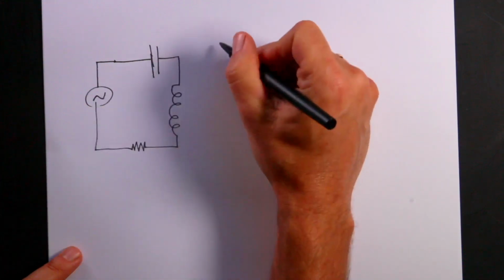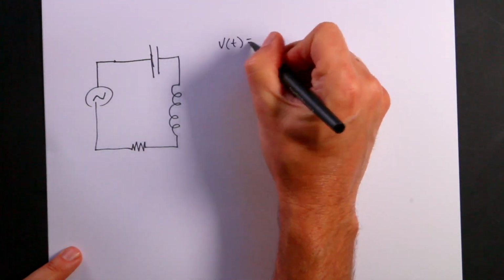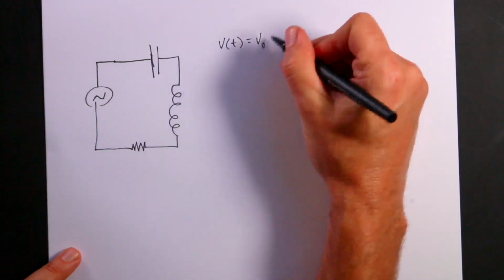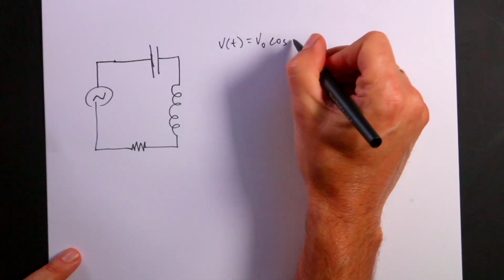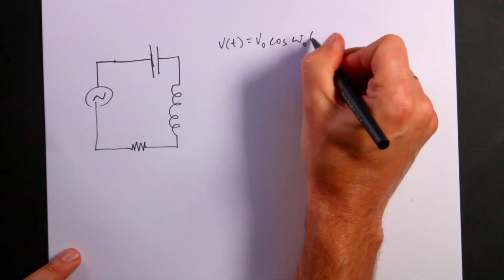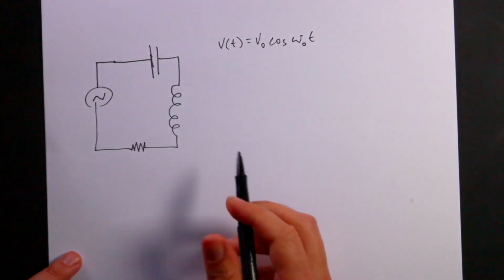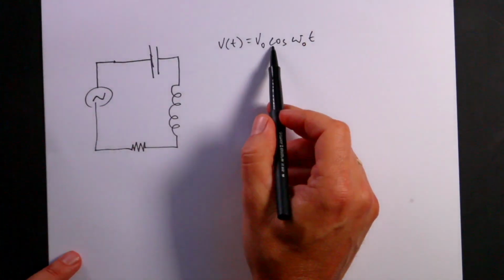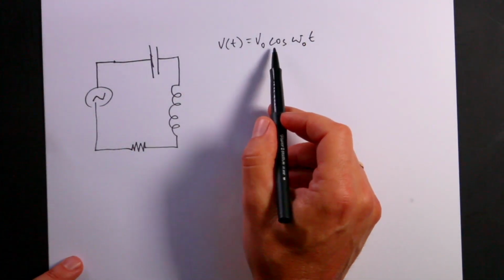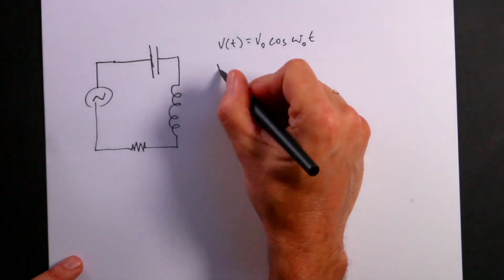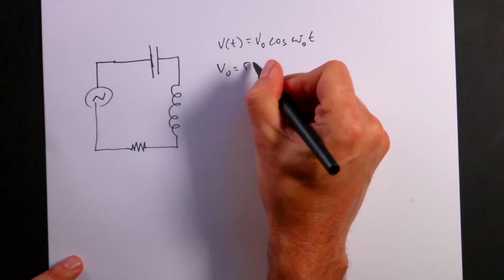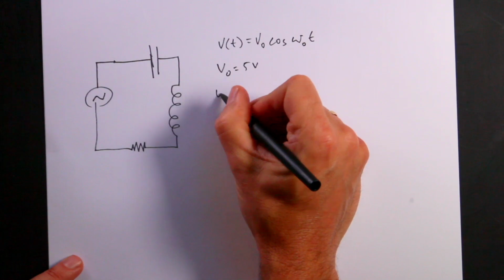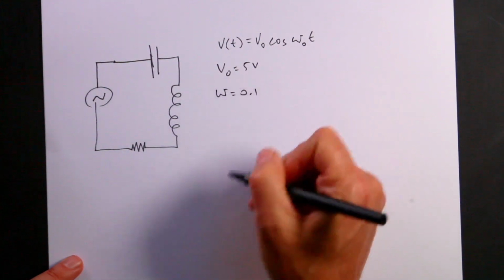So let's just say V as a function of t is going to be V0 cosine omega 0 t. So this says that my voltage is going to be some oscillating trig function, and where V0 is equal to 5 volts. And now I need an omega. Let's just pick omega is 0.1.